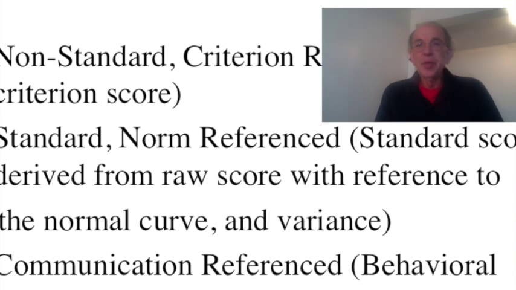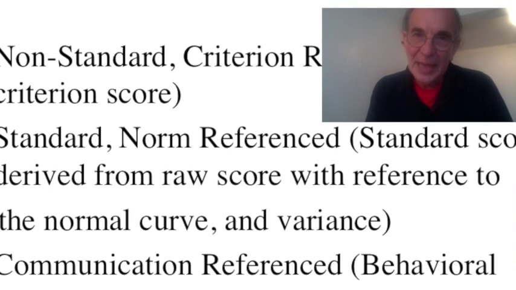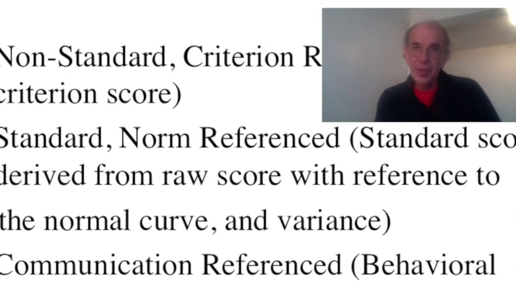Norm reference scoring differs a bit from criterion reference scoring. Norm reference scoring starts out the same way that criterion reference scoring starts out. That is, the child's behavior is compared to or assessed with reference to an acceptable target behavior that the evaluator establishes.